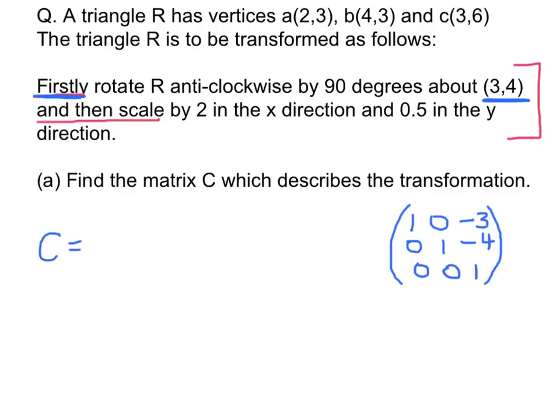Then what I had to do was rotate anticlockwise by 90 degrees about, in this case, the origin, because (3, 4) has gone back to the origin. So the cosine of 90 is 0, the sine of 90 is 1, and it's a minus 1, 0, 0, and 0, 0, 1.